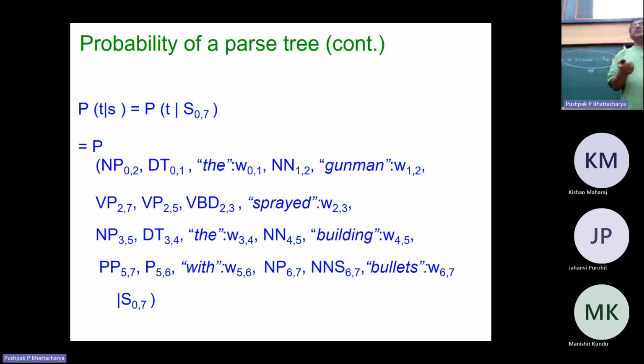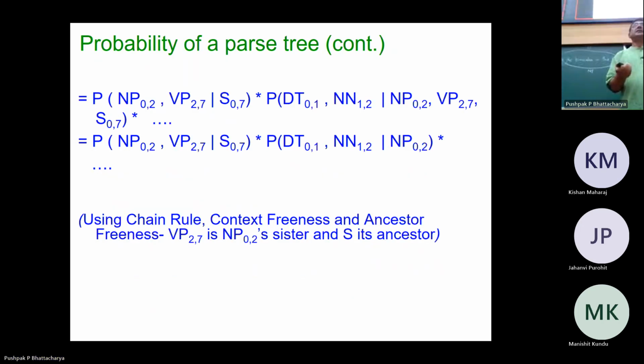The first step, of course, will be the chain rule of probability. And then there will be an independence assumption. So let's do that after a break of 2-3 minutes.